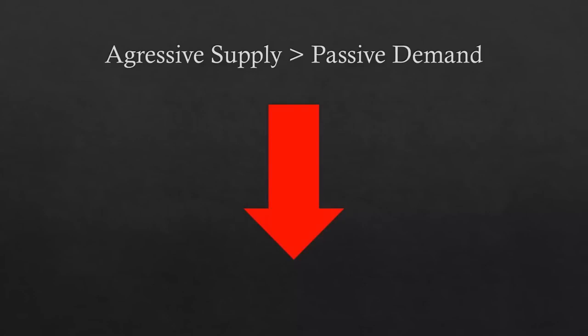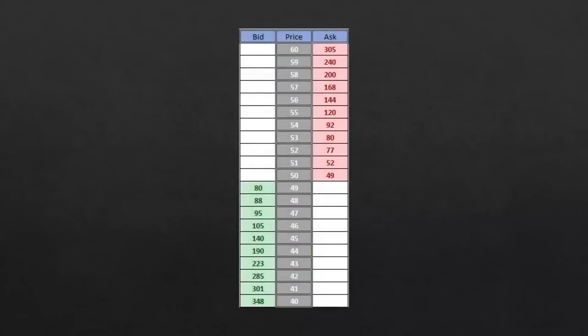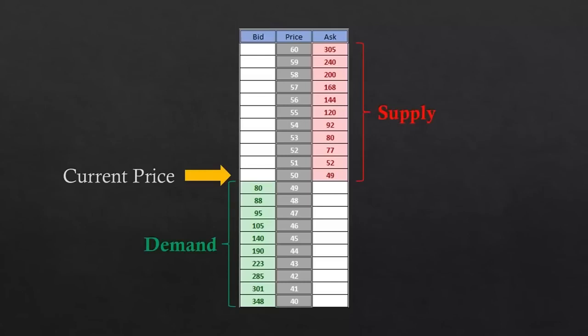Take a look at this table. This is called the order book. Here we can see the buy and sell orders at the different price levels. On the left, we have buy orders in the bid column, and on the right, we have the sell orders in the ask column. Right now, this hypothetical market is currently priced at $50. For price to move up to $51, buyers have to absorb all these sell orders at $50, which in this case is equal to $49.